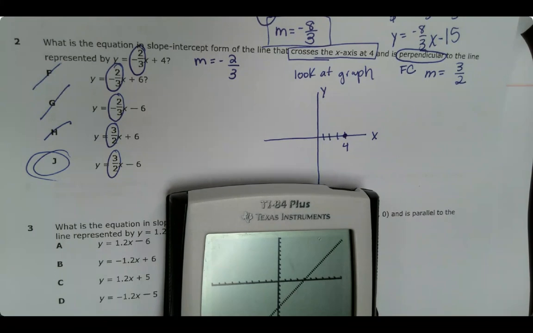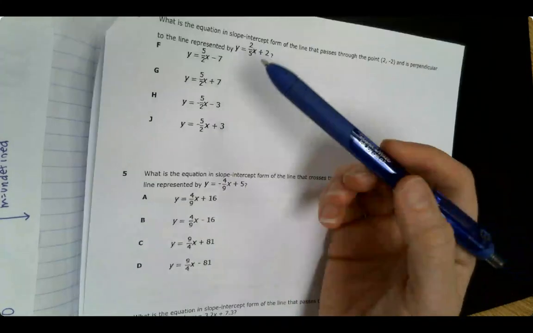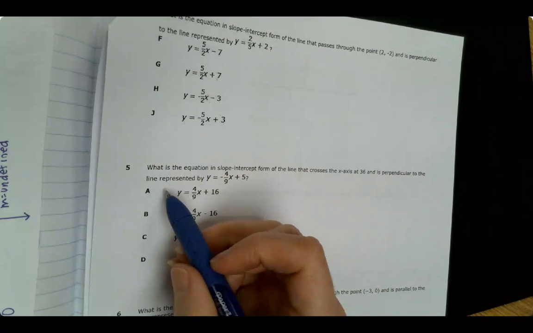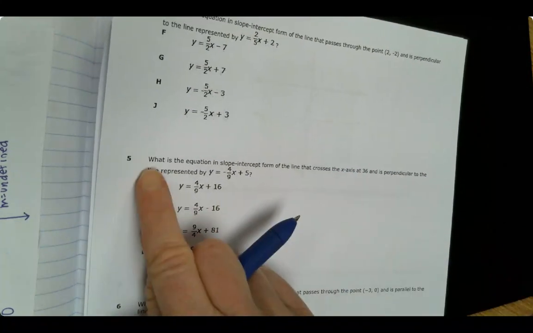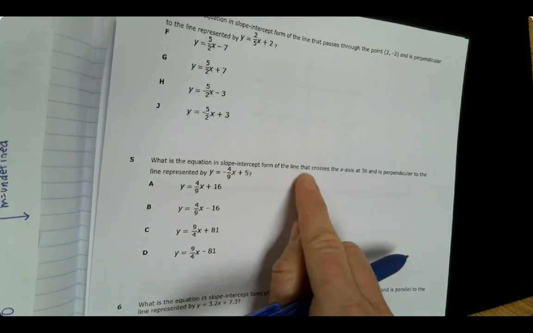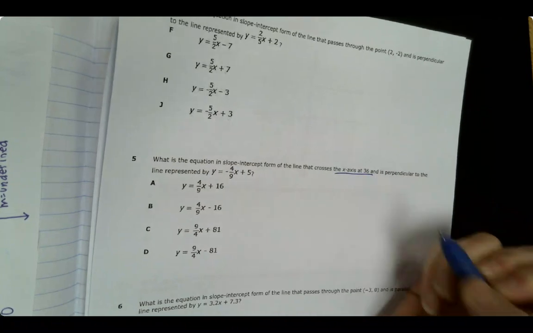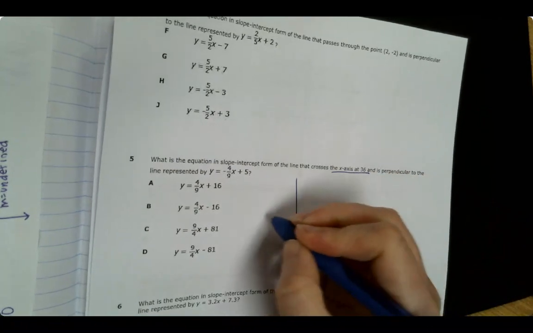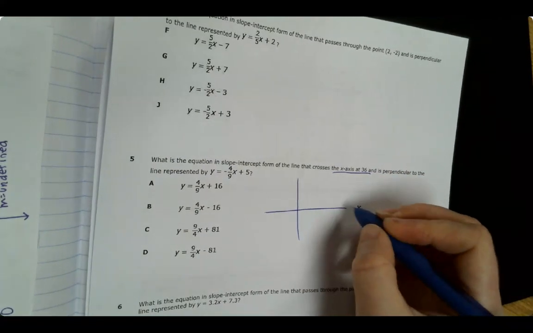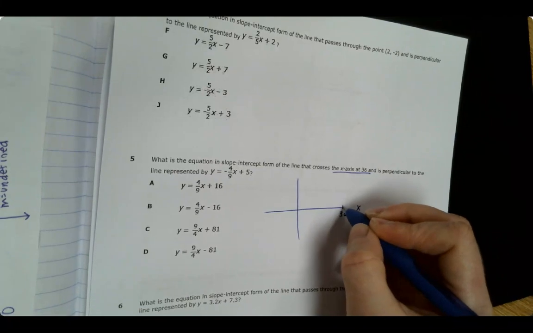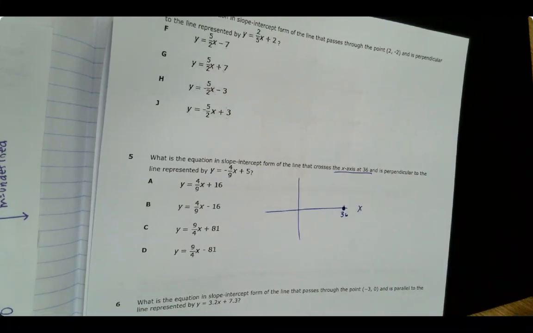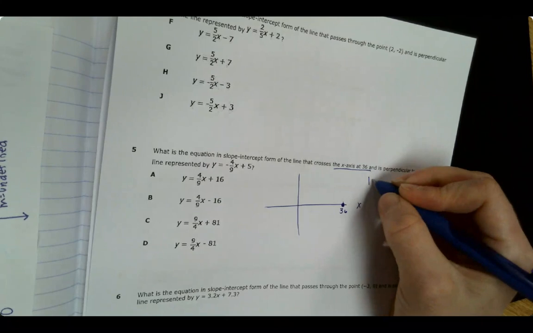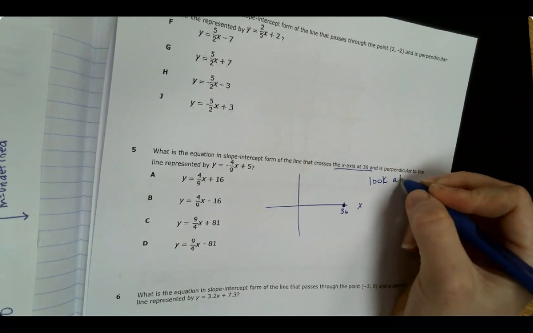Hey, I'm going to walk around as you do 3, 4, and 5. So number 3 and 4 you should have done. Number 5 says, what is the equation of the slope-intercept form line that crosses the x-axis at 36? So it's kind of like the other one. But this time, it's at 36 right here. So you are going to have to look at the graph and zoom out.